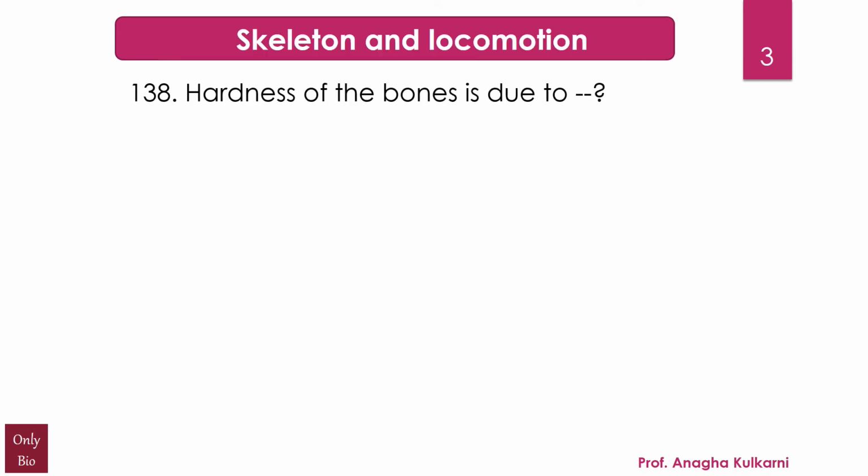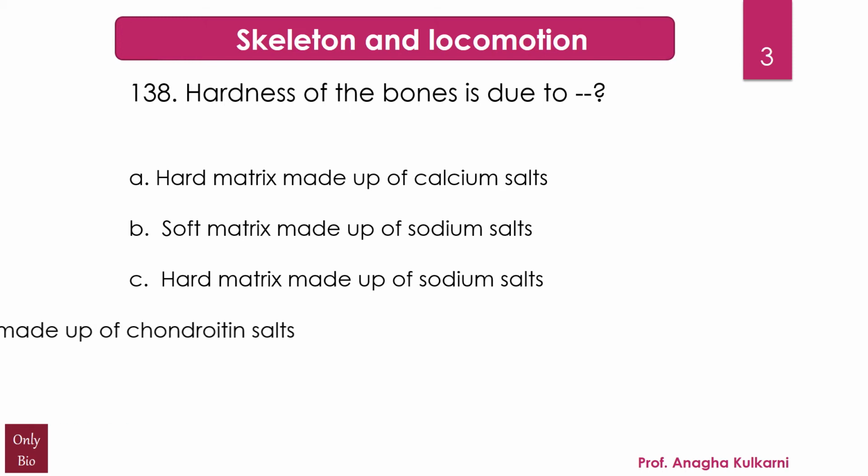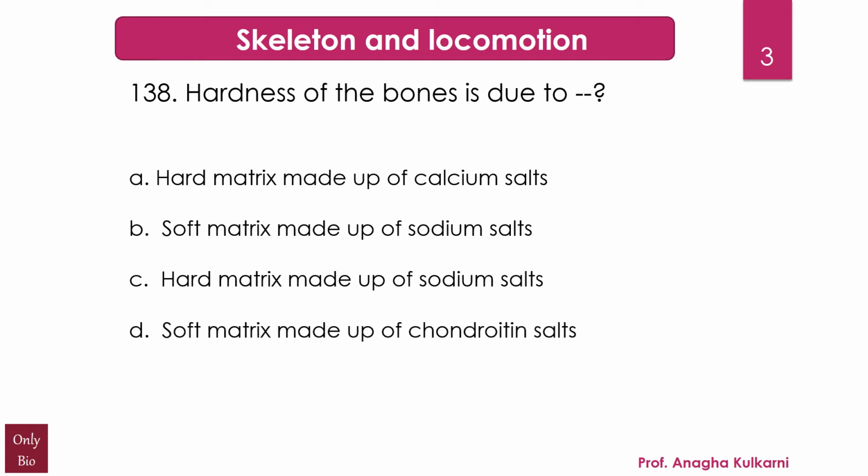Question number 138. Hardness of the bones is due to dash. And the options are A. Hard matrix made up of calcium salts. B. Soft matrix made up of sodium salts. C. Hard matrix made up of sodium salts. D. Soft matrix made up of chondroitin salts. And the correct answer for this question is A. So hardness of the bones is due to hard matrix made up of calcium salts.